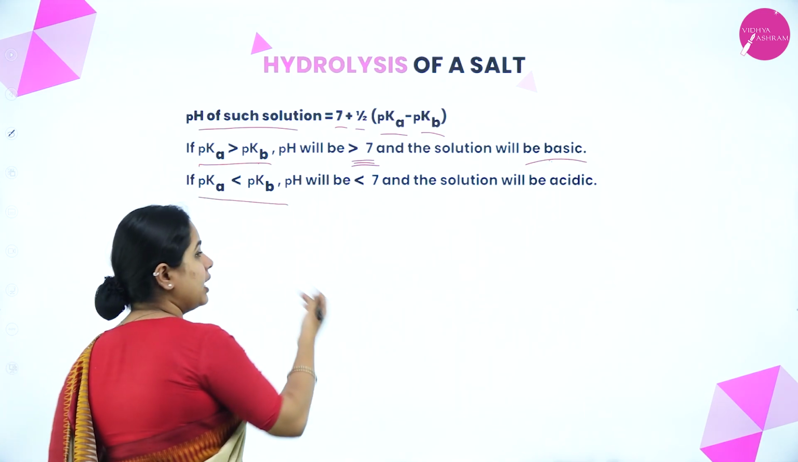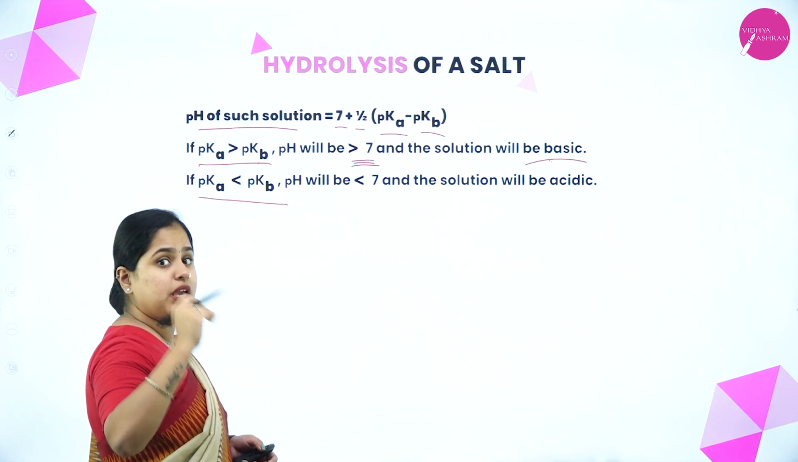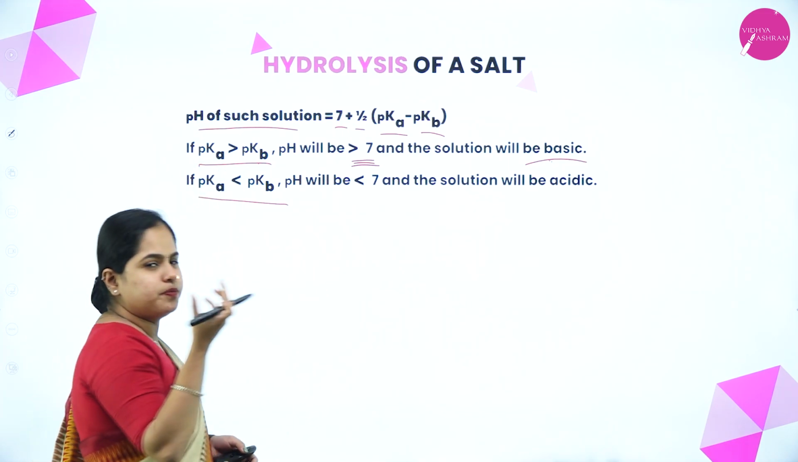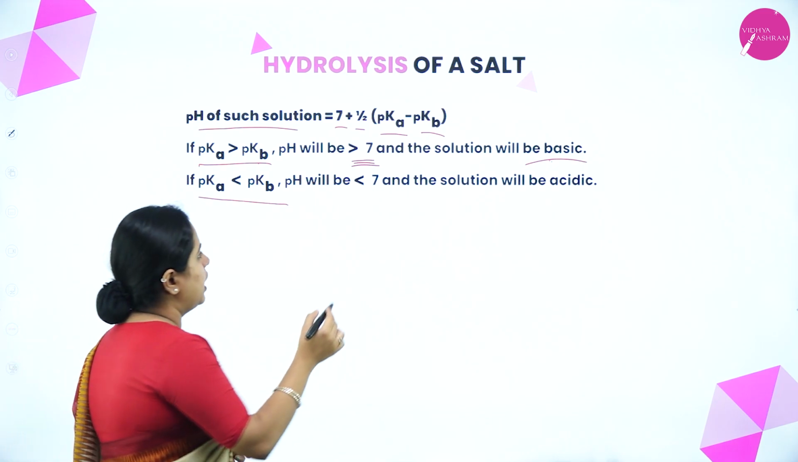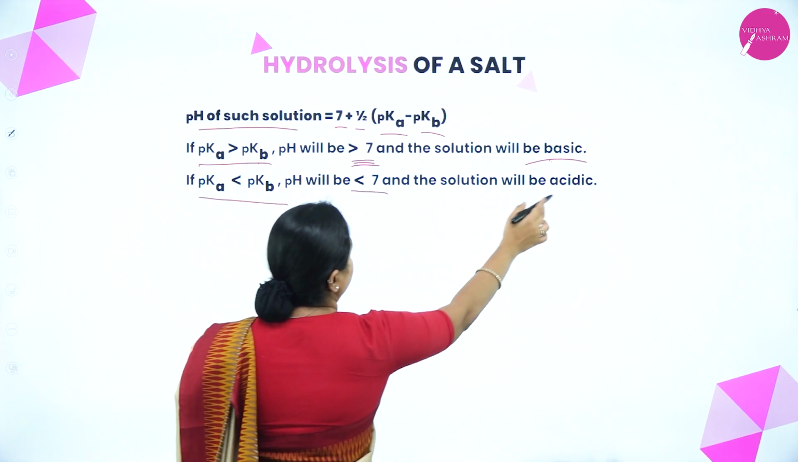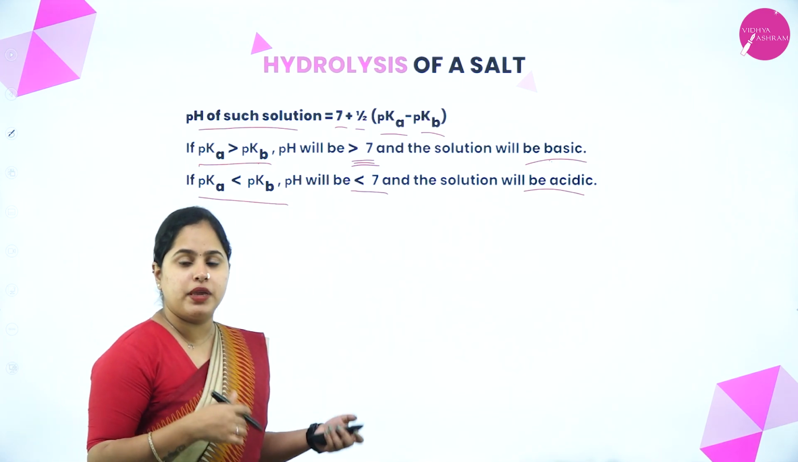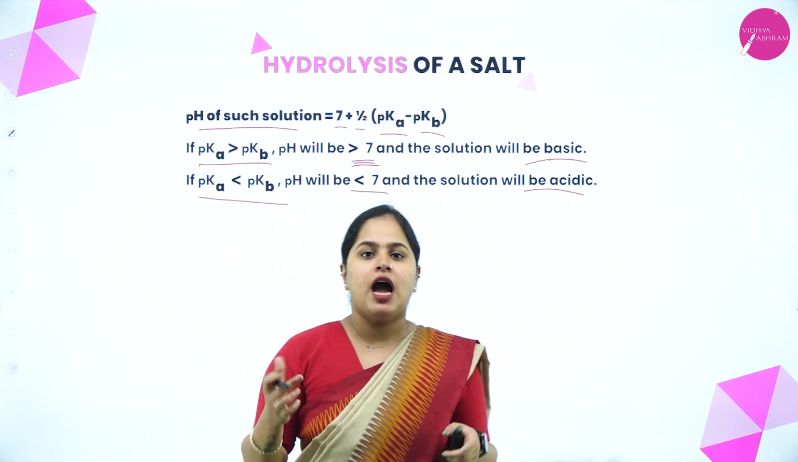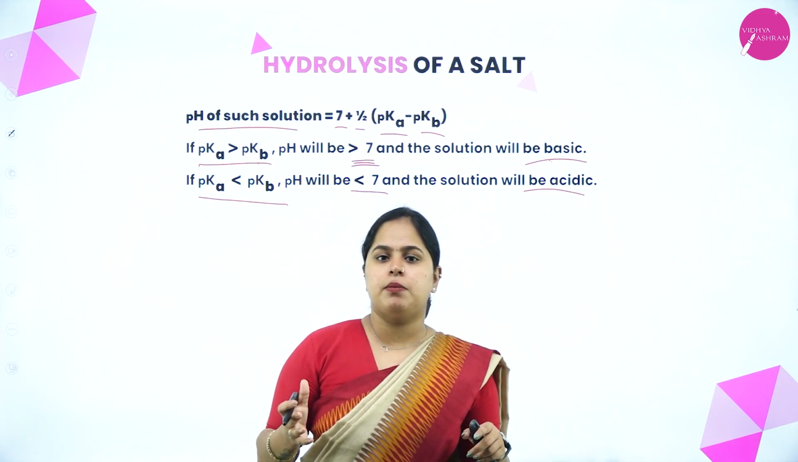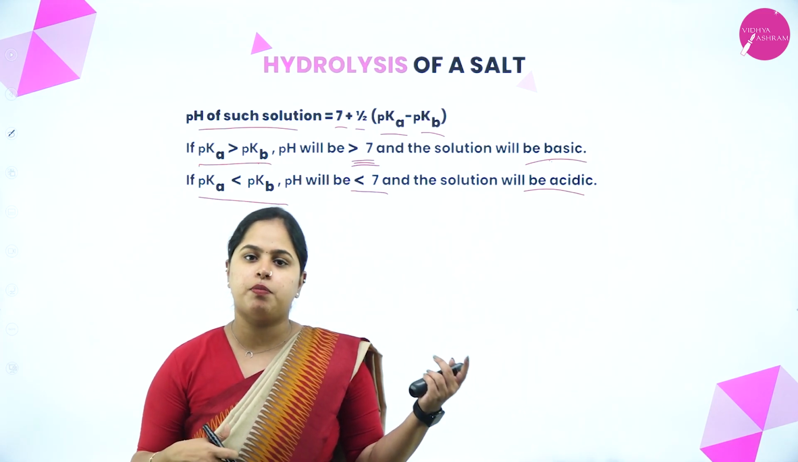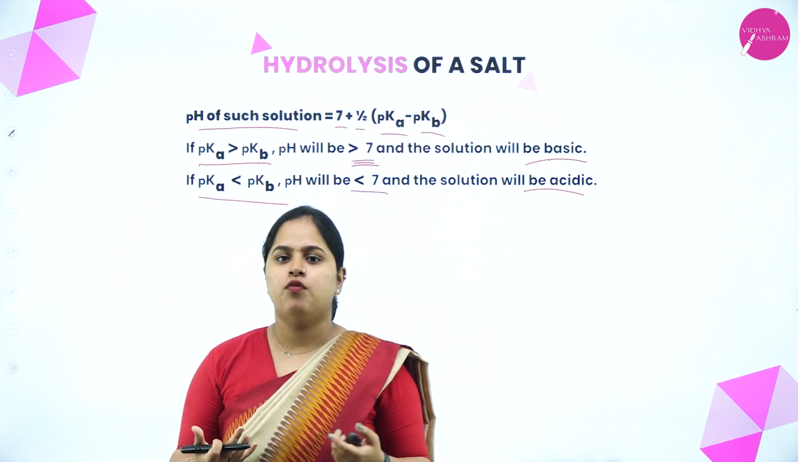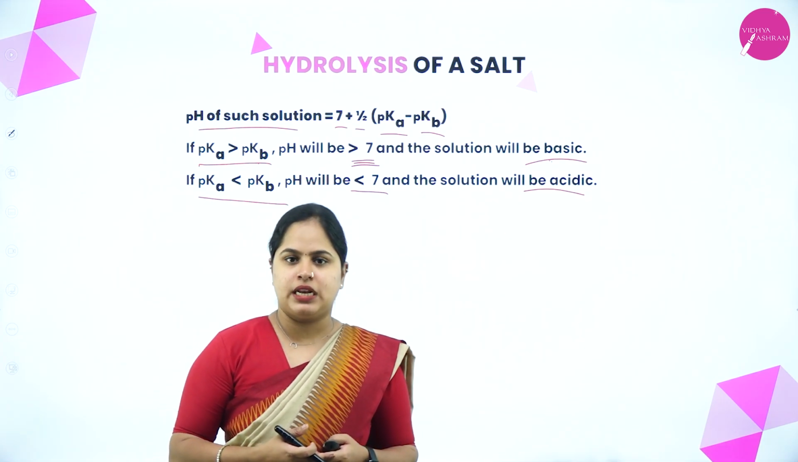And if pKa is less than pKb, that is pKb is more, your base will be very weak. So that means pH will be less than 7 and the solution will be acidic. So this equation is important which relates pH, pKb and pKa. When pKa is more than pKb, which type of solution you will get, and if pKa is less than pKb, what solution you will get, you have to be clear with it.